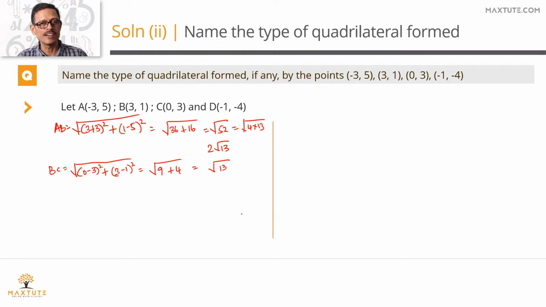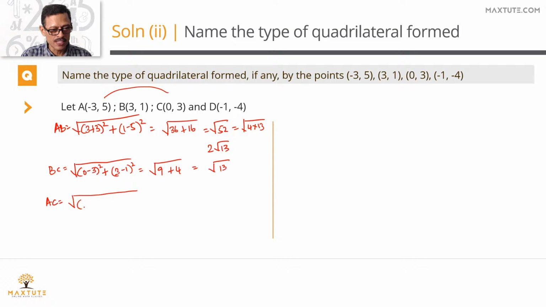The moment AB and BC are not equal, you can eliminate some quadrilaterals. It's not a rhombus, it's not a square. As I mentioned, before going to CD, let's compute the diagonal AC. That will help us figure out whether A, B, C are collinear or otherwise. For AC, we're going to be taking these 2 points.